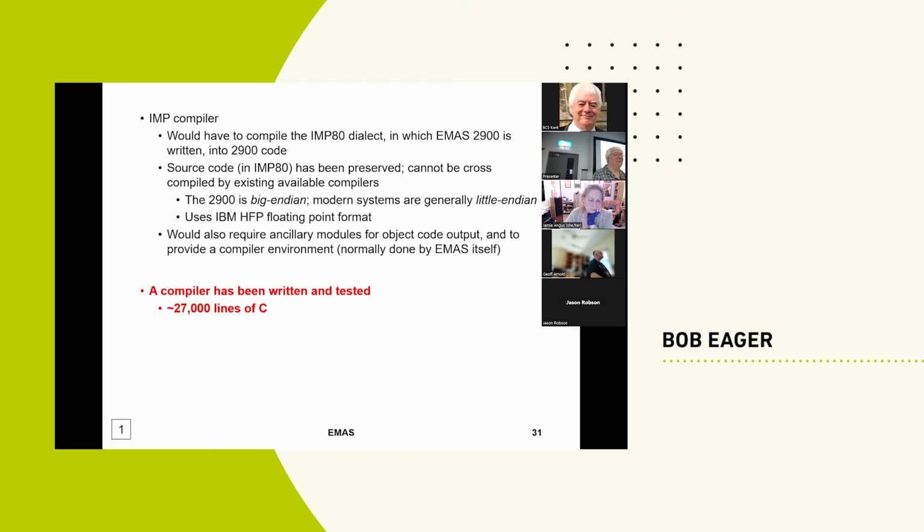I've written a compiler in C. It's about 27,000 lines of C, and it works. It's currently got a small bug, but that's too bad. I can fix that. But we have an IMP compiler, and it works very nicely. Looks just like the one written in IMP, but it's written in C, and it runs on Unix.